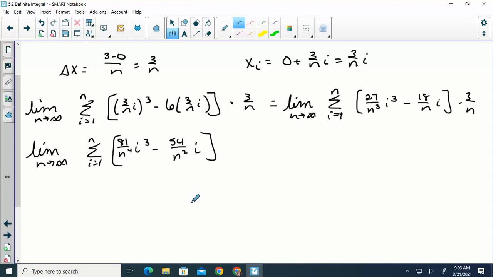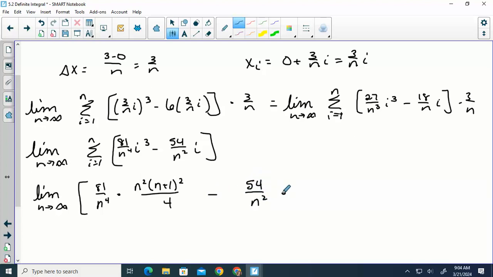Again, on our last quiz, the thing people struggled with was the simplifying, so try to show more steps, and I think that will help you. Now what do we do? The summation rules. When you do the summation rules, the sum goes away, but I haven't done my limit yet, so my limit is still there. 81 over n to the 4th. What's the i cubed formula? Over, minus 54 over n squared times, what's my i formula?